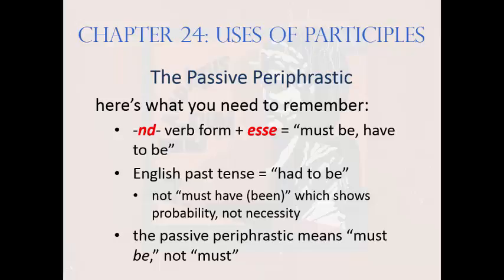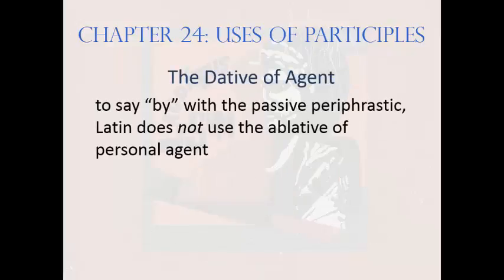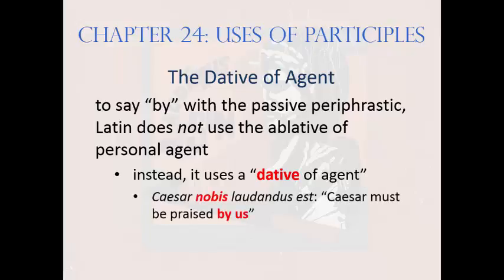And here's another odd feature of Andy the passive periphrastic. To say by, as in, it has to be done by you, the passive periphrastic doesn't use an ablative of personal agent, but a dative of agent. For example, Caesar nobis laudandus est. Caesar must be praised by us.